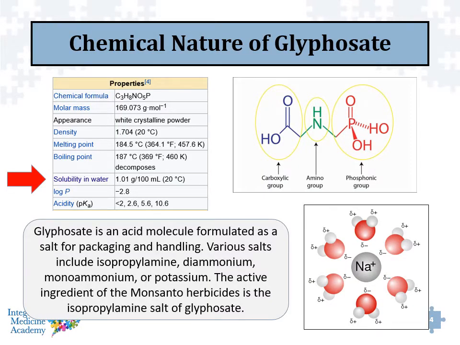When we look at glyphosate from a chemical structure, it's a combination. We've got an amino group, a carboxylic, and then something called a phosphonic group. So it actually acts as an acid, has high solubility in water. And so as an acid, it gets bound as a salt. So it basically can be packaged and transported. And then again, it is dissolvable in water and will bond with water molecules as generally any salt will.